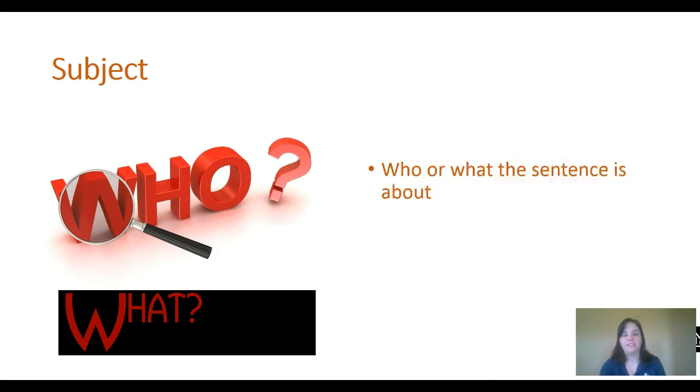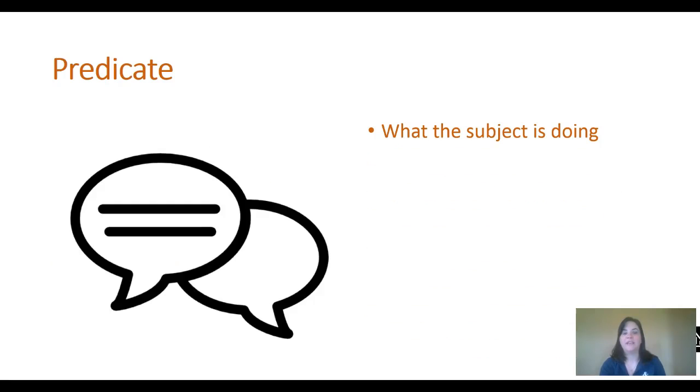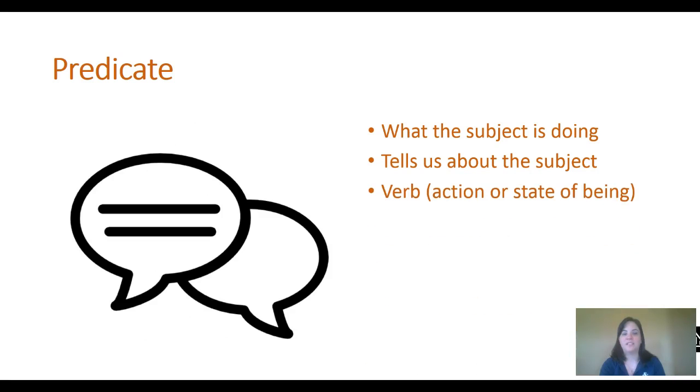The subject is the part of the sentence that tells us who or what the sentence is about. It contains a noun. Remember, a noun is a person, place, thing, or idea. The predicate is the part of the sentence that tells us either what the subject is doing or it tells us about the subject. This is the part of the sentence that contains the verb. And remember, a verb is an action word or a state of being.